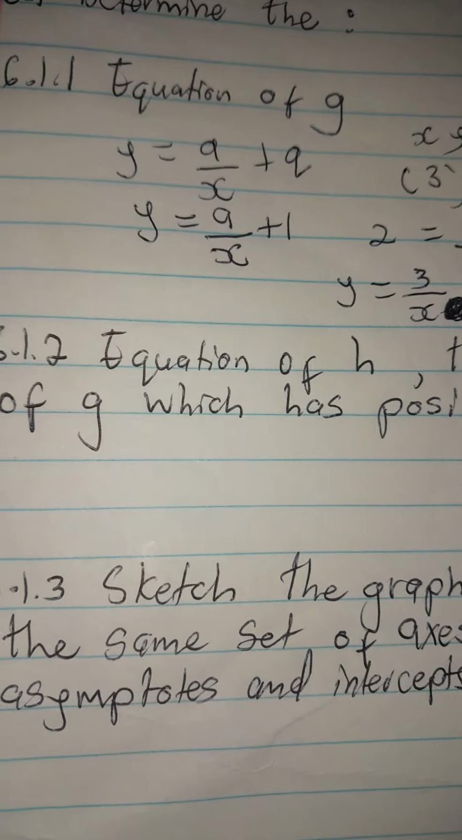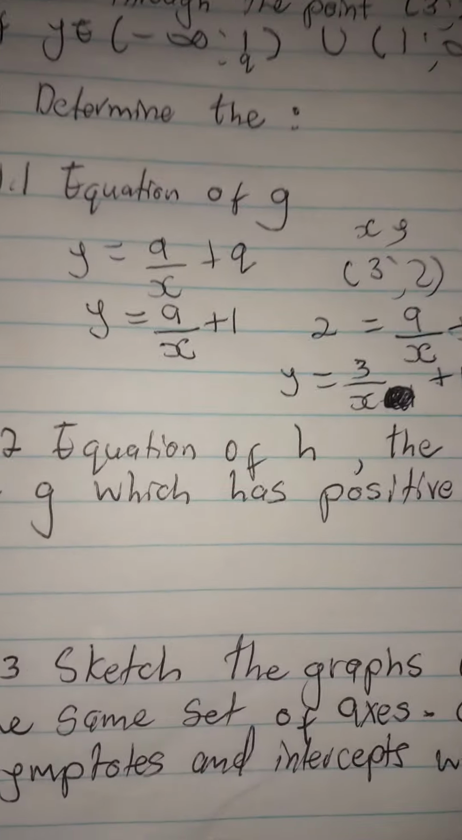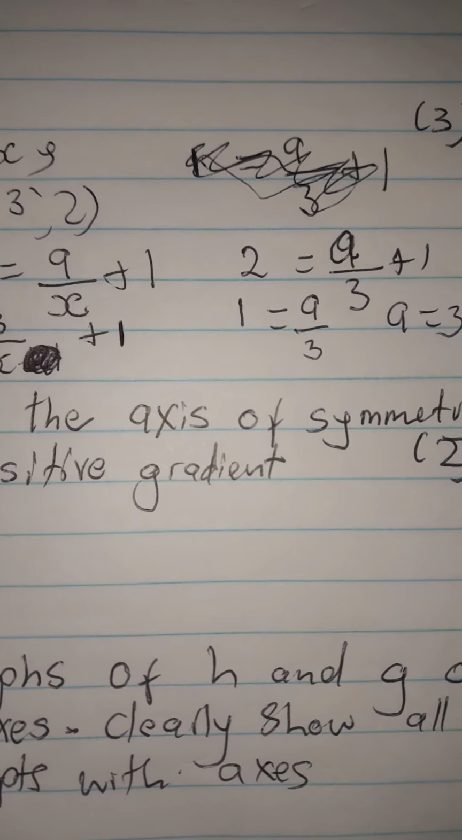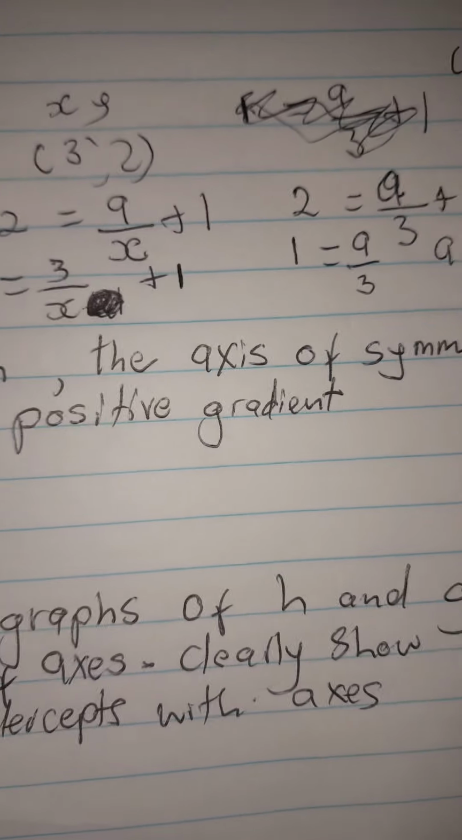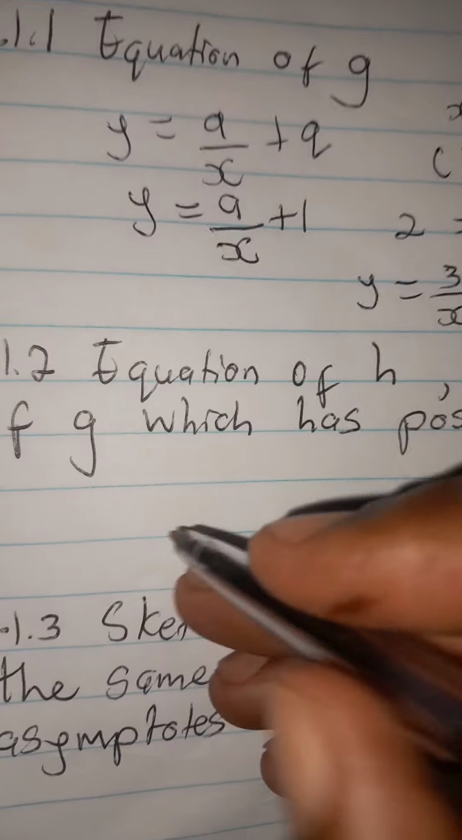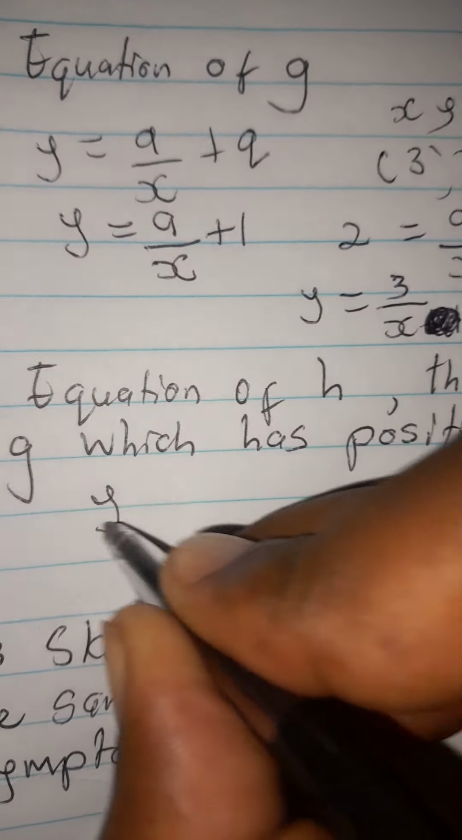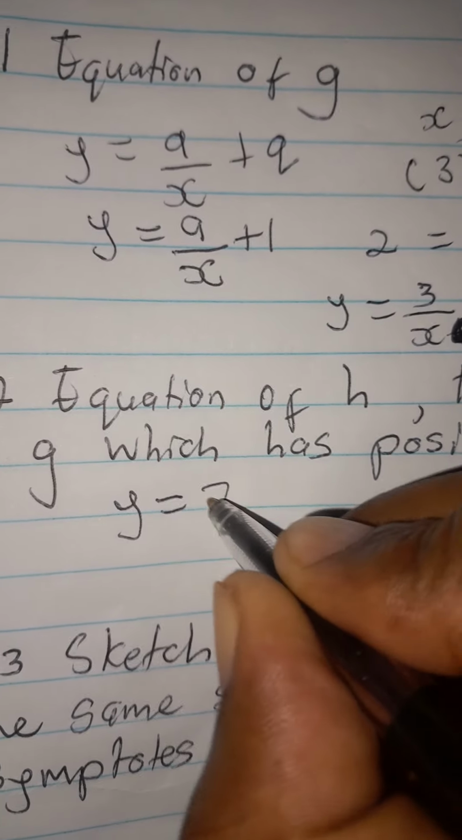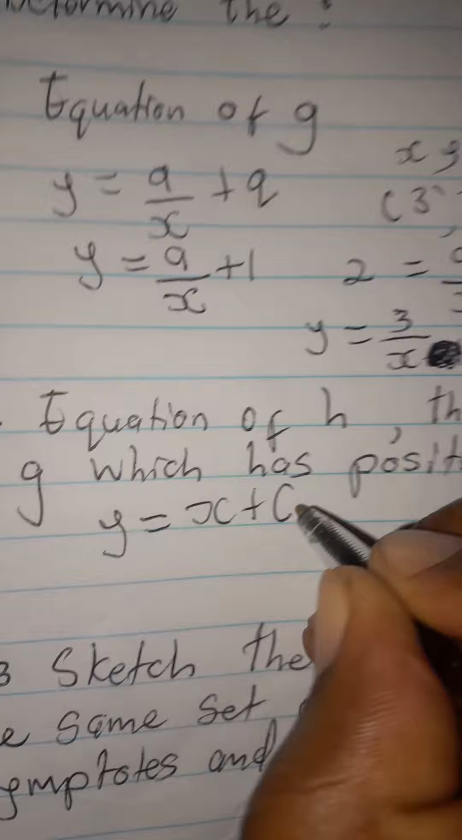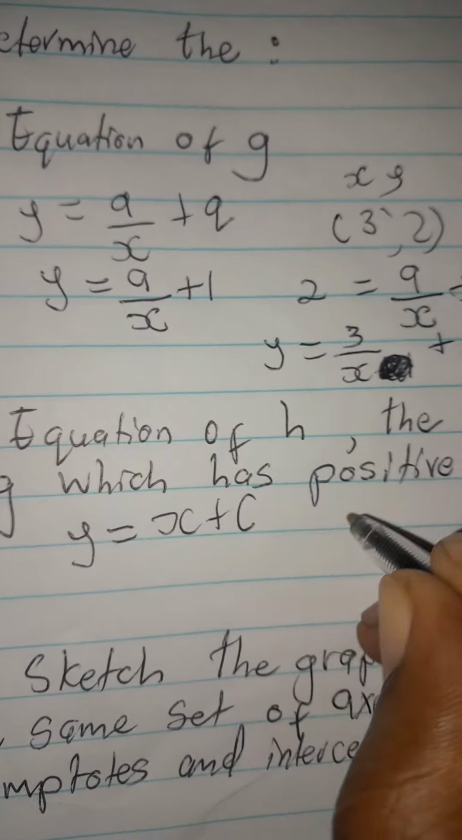Then we go to 6.1.2, the equation of h. We need to determine the equation of h, the axis of symmetry of g, which has a positive gradient. When they say they want the axis of symmetry that has a positive gradient, it will be y is equal to x plus c. You're going to use this formula. Then to get c, you're going to use the asymptotes.